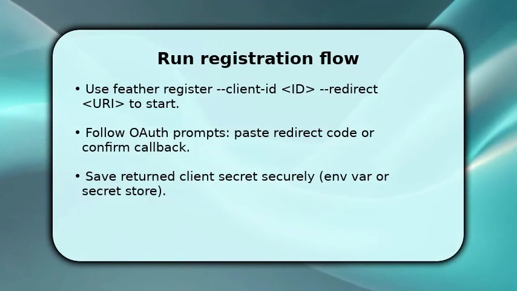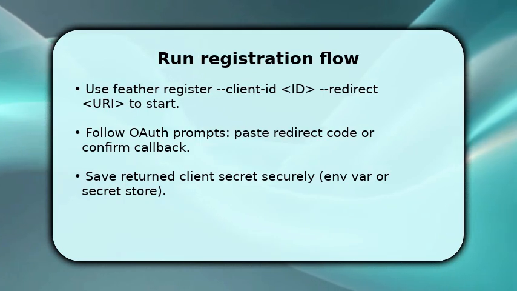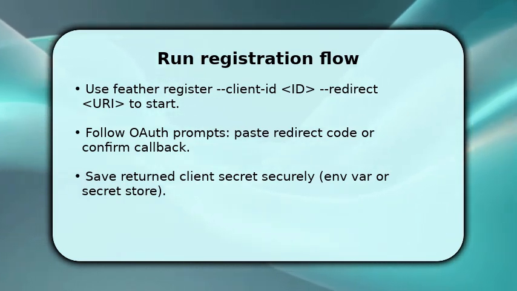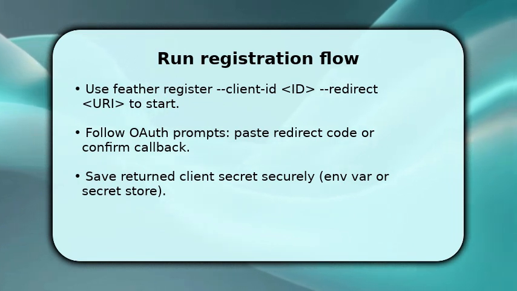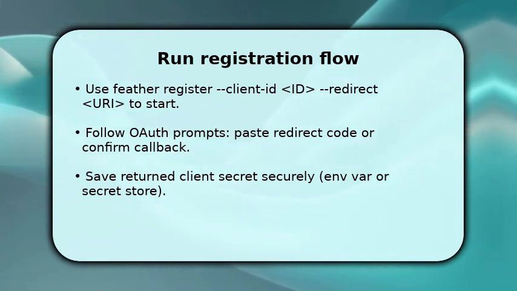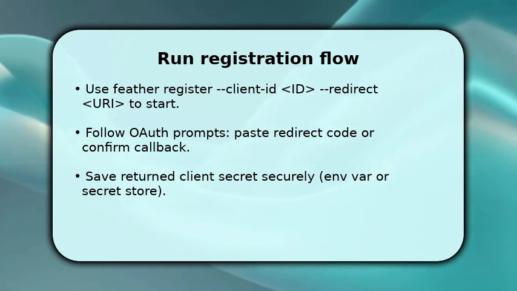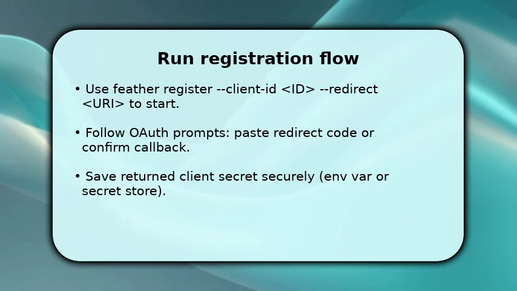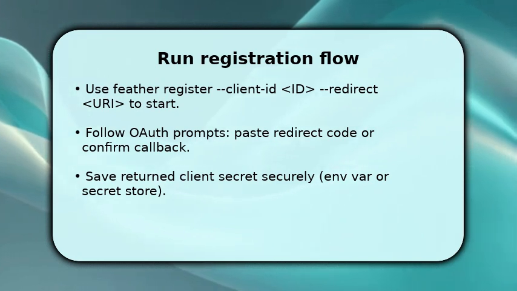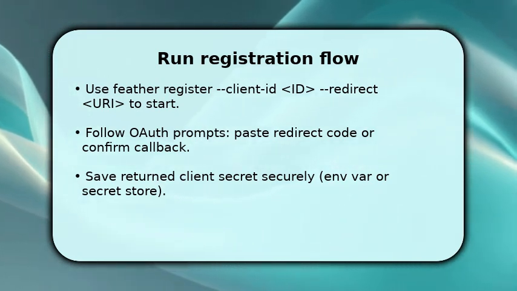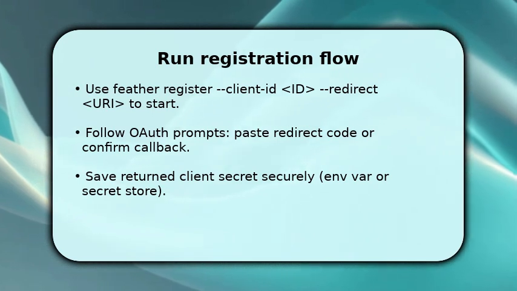You now run the registration flow using the CLI with your client ID and redirect URI. The command initiates an OAuth handshake. Follow the prompt to open the URL, authenticate, and then paste back the code shown at the redirect endpoint. Once the CLI exchanges the code, it will output client credentials and scopes.